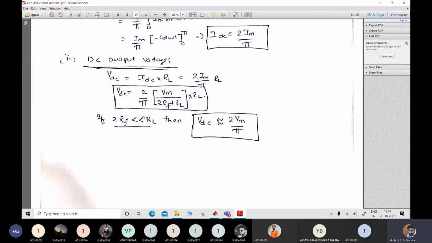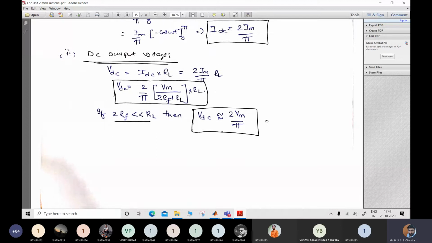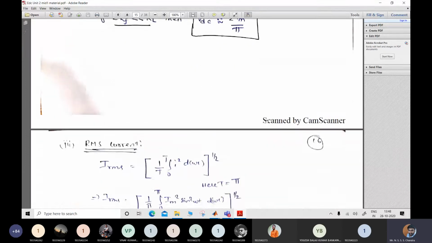Finally, if you neglect this RF term also, you get VDC nearly equal to 2VM by pi. Whereas in a half-wave rectifier, you have VDC as VM by pi and IDC as IM by pi. So your average DC content is almost double that of a half-wave rectifier.